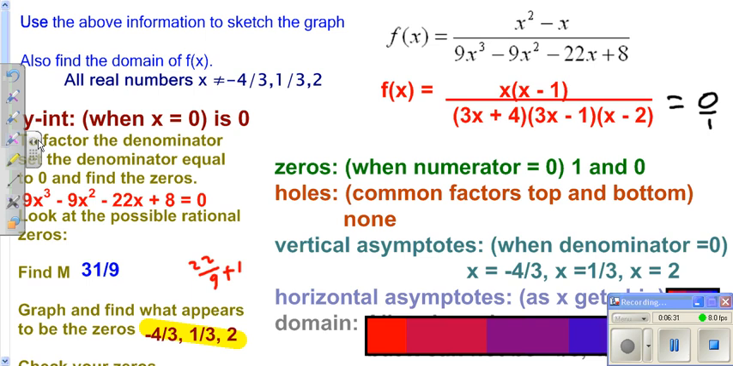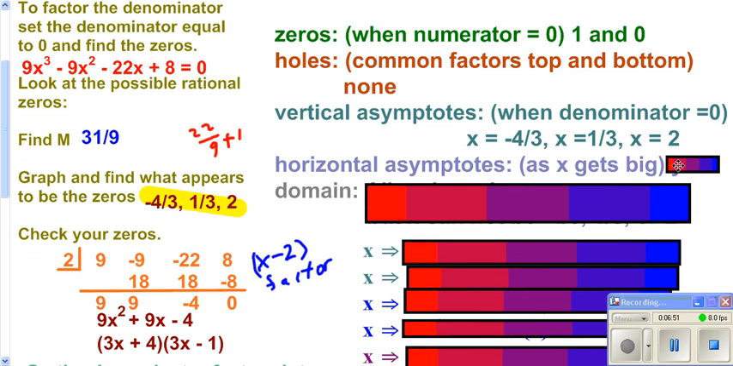We also want to go ahead and find our horizontal asymptote. You'll notice here the degree at the top is 2, the degree of the bottom is 3. Remember we said when the degree of the top is smaller than the degree of the bottom, you get a horizontal asymptote of 0. So your horizontal asymptote is y equals 0. We discussed your domain a little bit ago at the top.